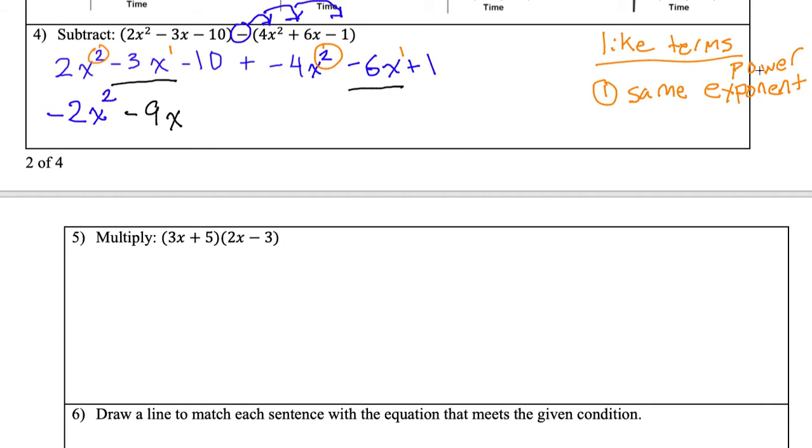And then finally, I can circle these terms. I have a -10 and a +1. Those are like terms. What's -10 plus 1? Negative 9. And there's the answer.